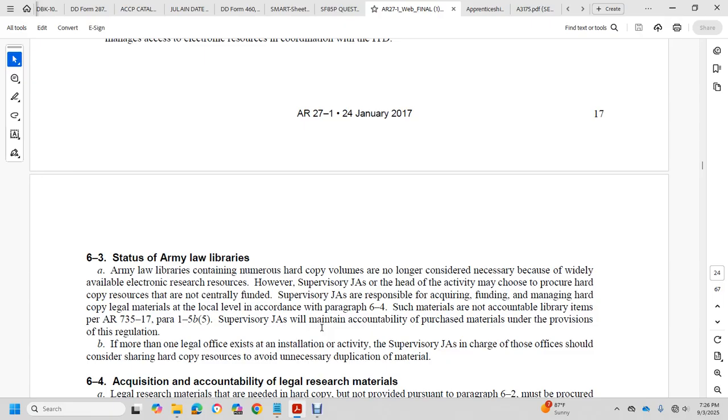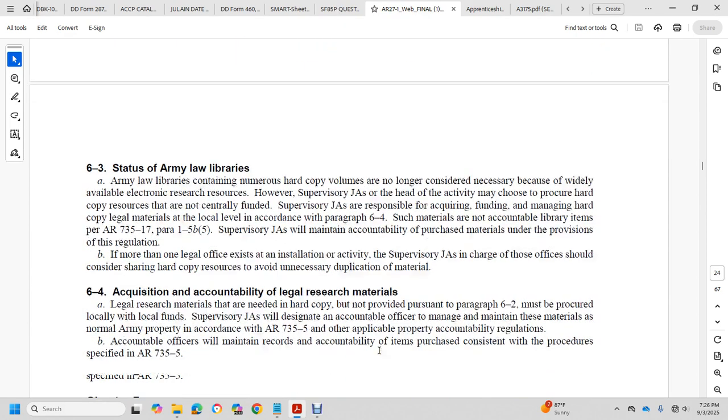If more than one legal office exists on the installation activity, the supervisor judge advocate in charge of the officer should consider the hard copy to the advisor resource device unnecessary duplication of the material.